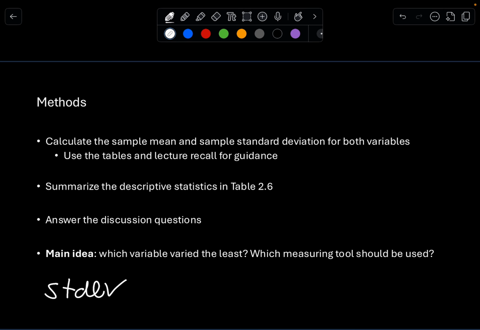The mean and the median, these are measures of centrality or central tendency. Standard deviation, this is a way to measure variability. So you'll compare the standard deviation between the 1 variable and the thirds variable. That's the main idea of this lab, comparing variability between these 2 measurement methods.